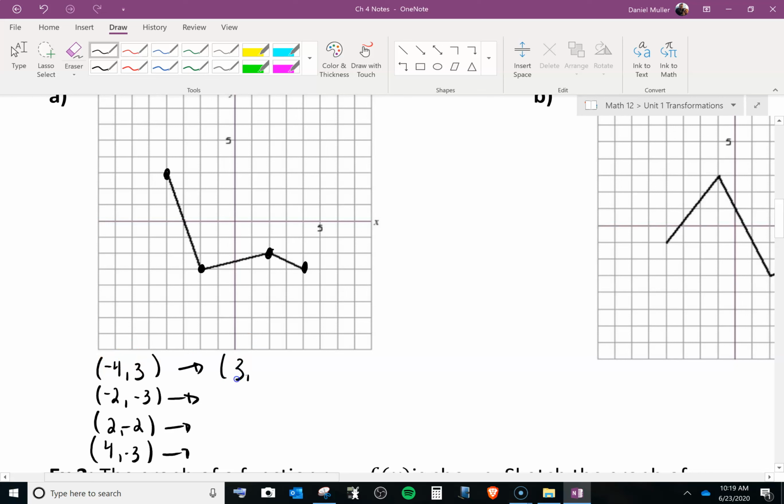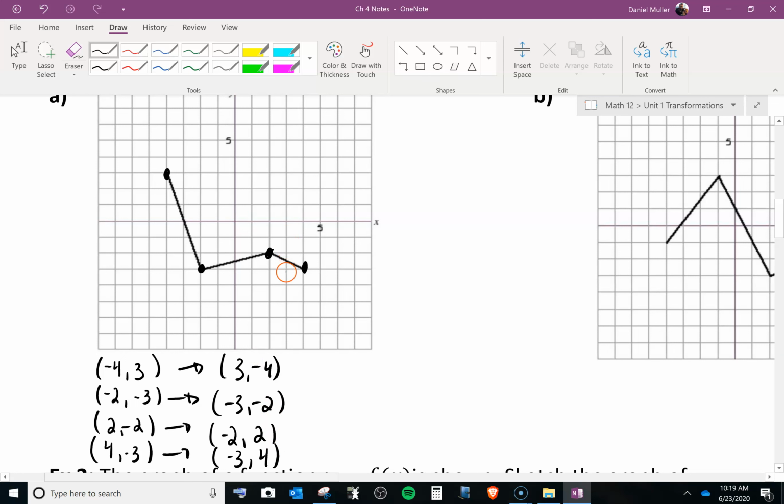So this now becomes 3 comma negative 4. I just flipped them. This becomes negative 3, then negative 2. This becomes negative 2, then positive 2. And this becomes negative 3 and positive 4. So I can now go graph these, and I want to graph them in the exact order and connect the dots because I don't want this to look weird.